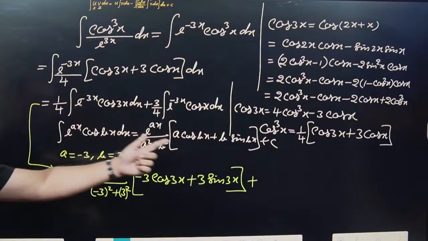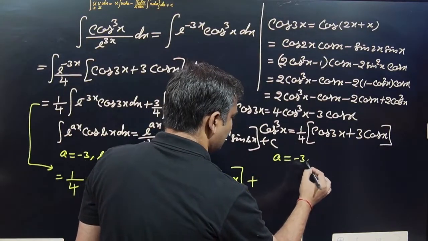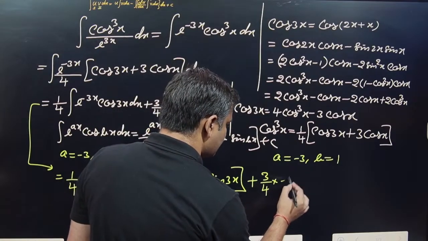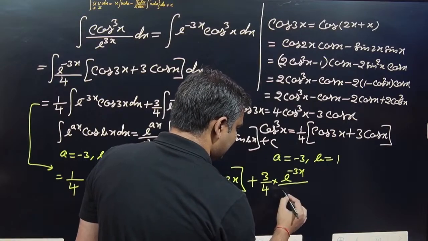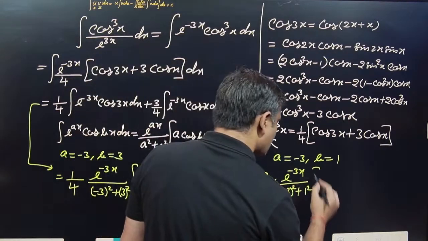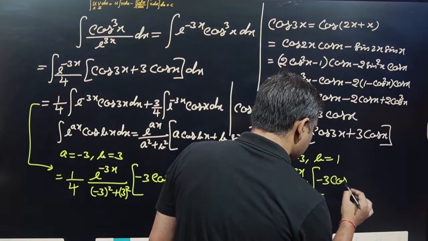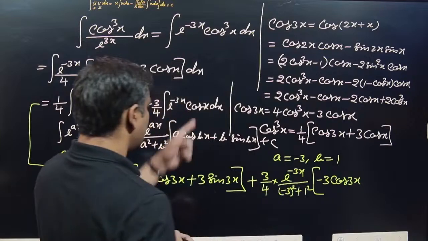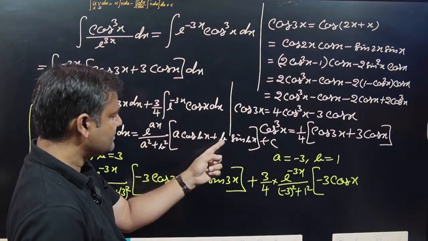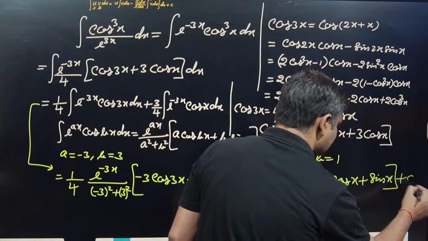Okay, you can apply here. Now after that, in this part, a is how much? -3, and b is how much? 1. And the coefficient is 3 by 4. So 3 by 4 into e to power -3x divided by a square plus b square, that is (-3) whole square plus 1 square, into, if this formula is applied, a is -3, so -3 into cos x, plus b is 1, so 1 into sin x, and after that adding c.